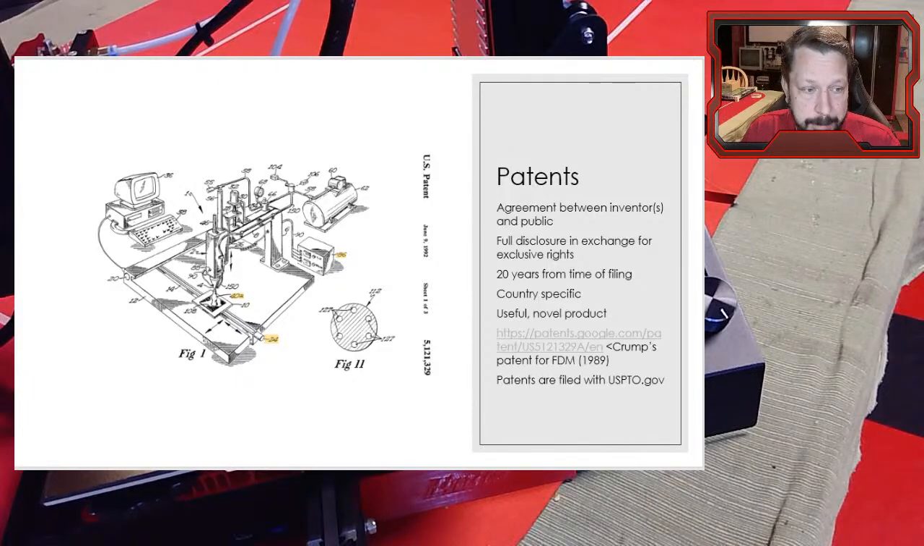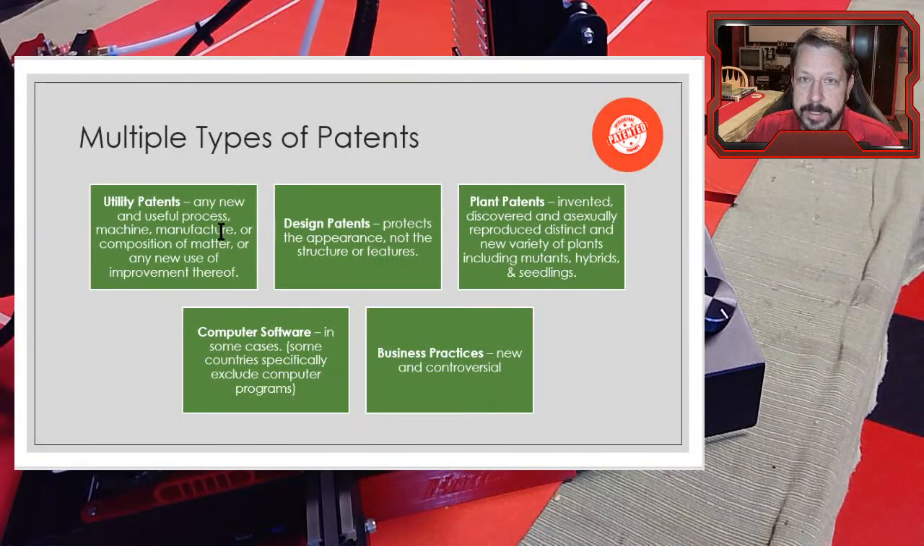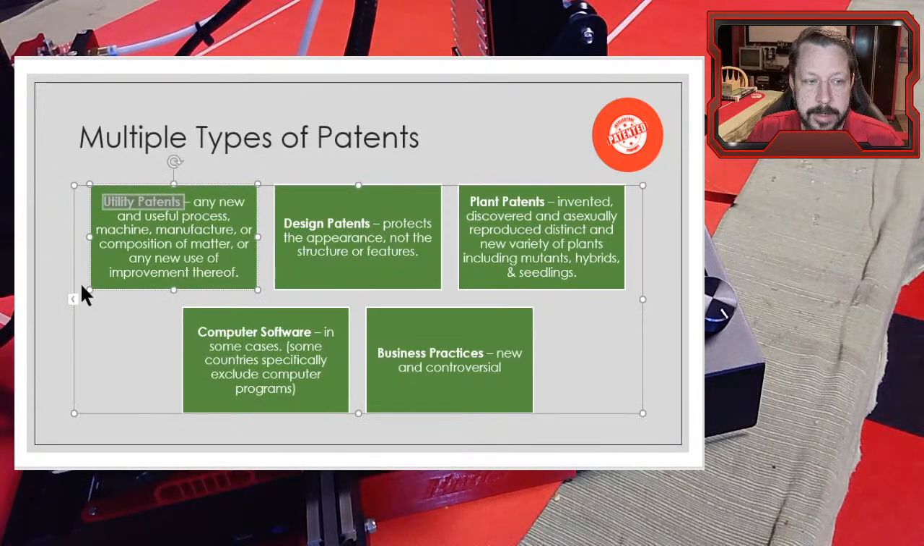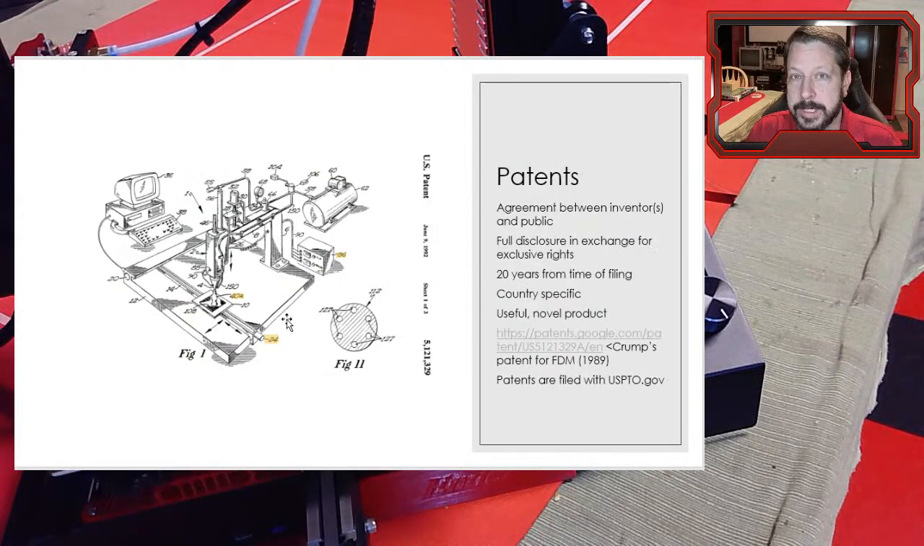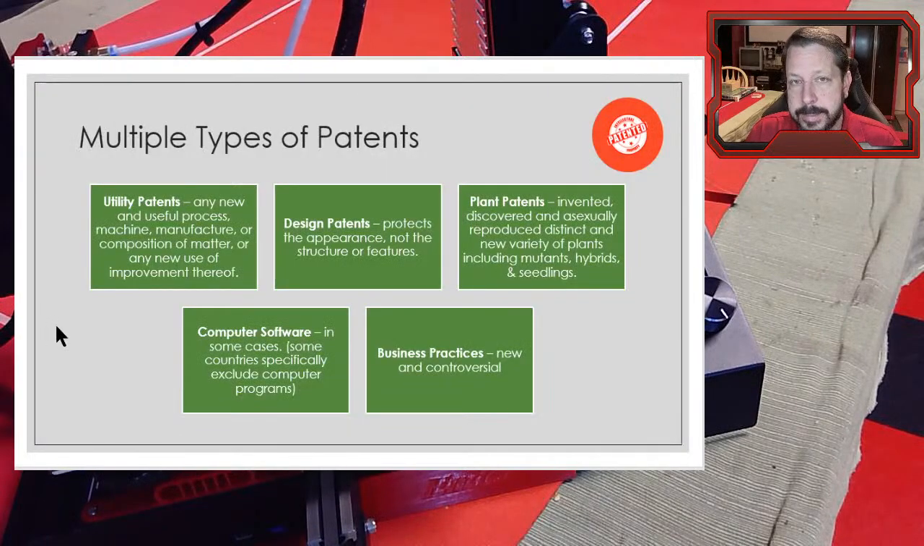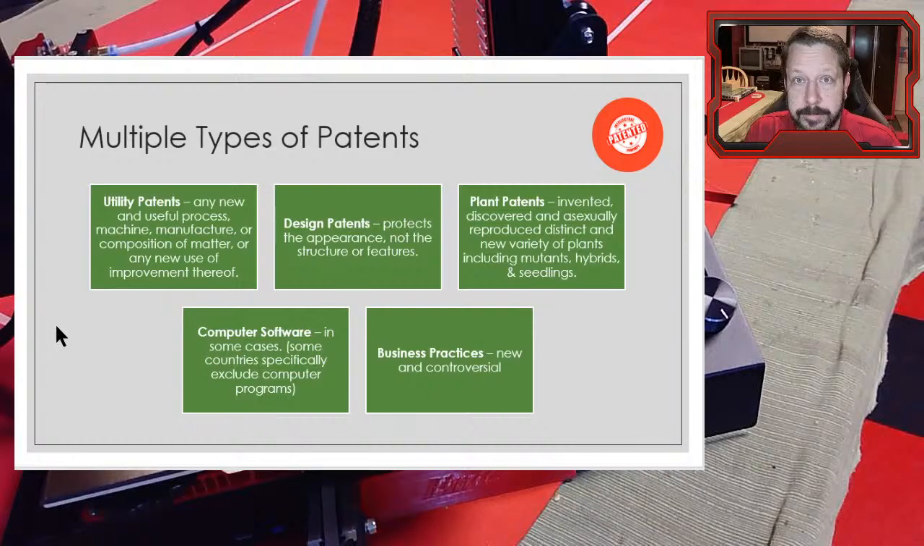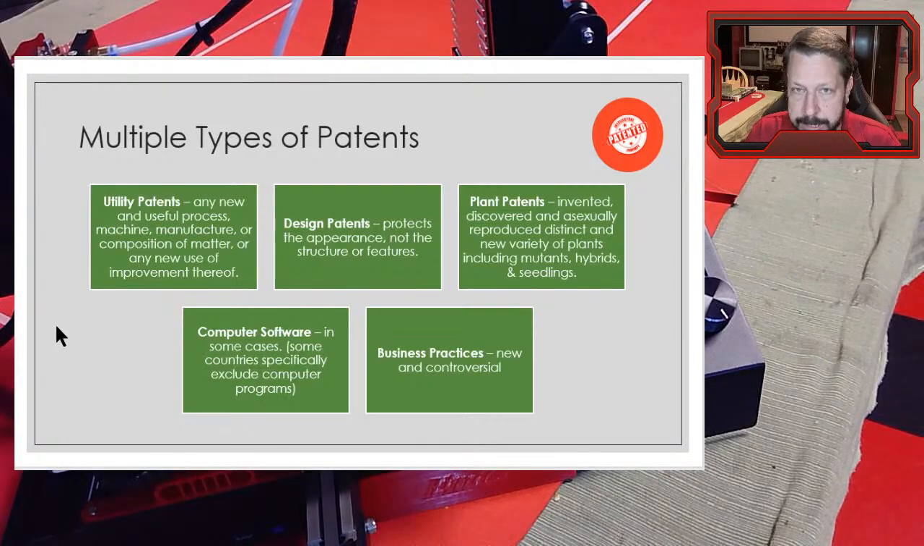Now, different types of patents. The one that you generally think of is called a utility patent. That's what this would be. This would be a utility patent. So it means that you're basically protecting a product, some kind of technology, a machine, something like that.